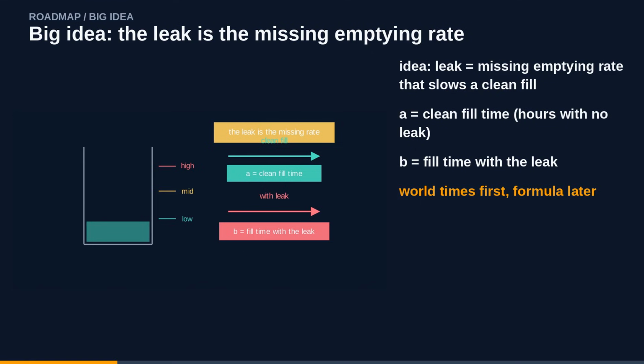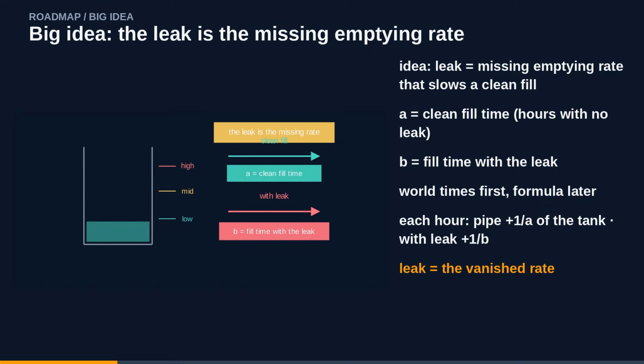Every hour the clean pipe would have poured 1 over A of the tank. With the leak the climb is just 1 over B. The leak is whatever rate vanished between those 2 climbs.